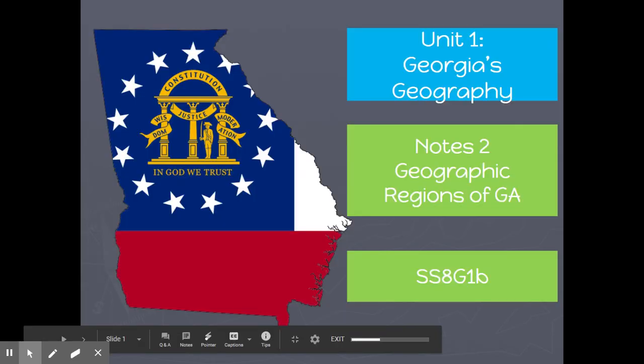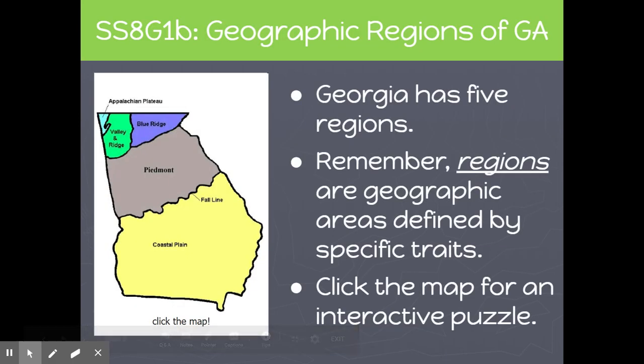Okay, so today's notes cover the geographic regions of Georgia, and there are 5 of them. Now, you remember from yesterday, we talked about regions and said that regions were geographic areas that were defined by specific traits. In other words, they're ways for us to categorize or classify certain areas of Georgia. So all 5 of these areas, the cities within them all share certain specific traits.